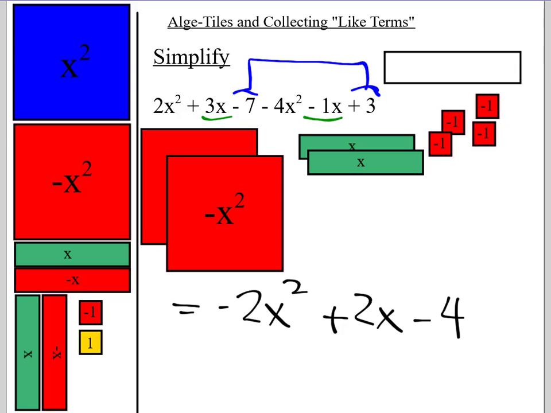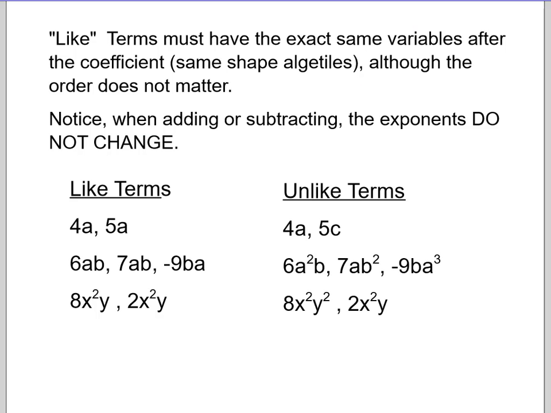Cool? So the key thing to remember with like terms is everything after the coefficient. The number is the coefficient. That's how many there is of something. Everything afterwards has to be the same. So an x squared term can only play with another x squared term. An x term can only play with an x term. Okay, so like terms must have the exact same variable after the coefficient, same shape in your algebra tiles, although the order does not matter.